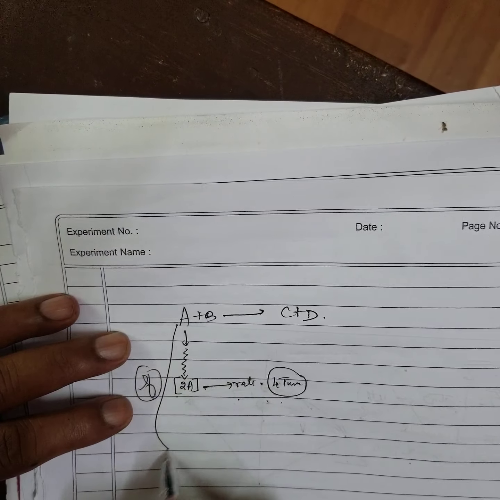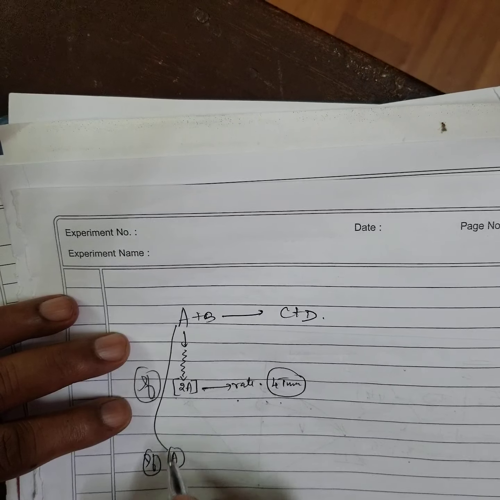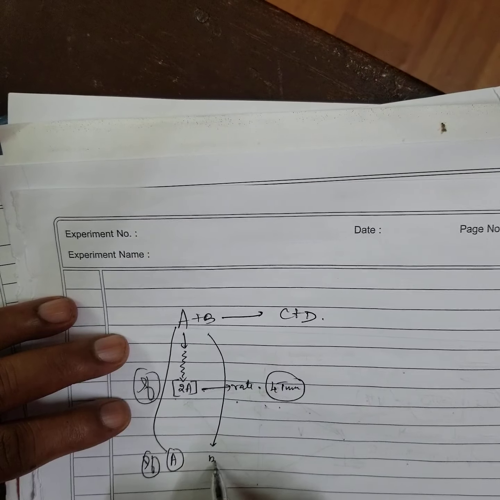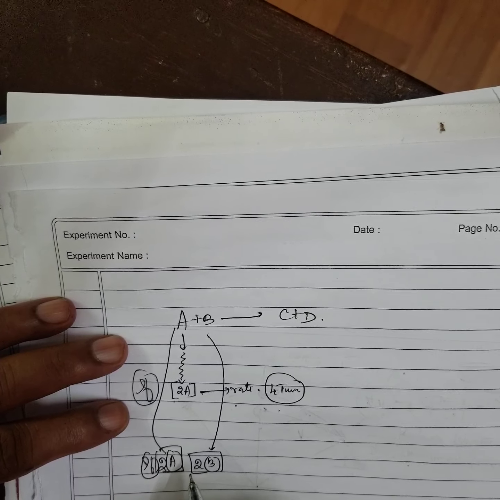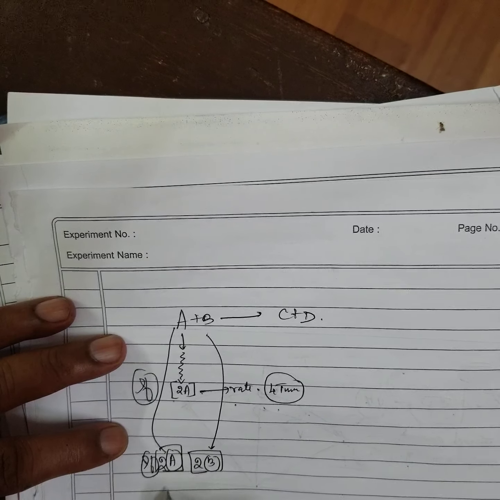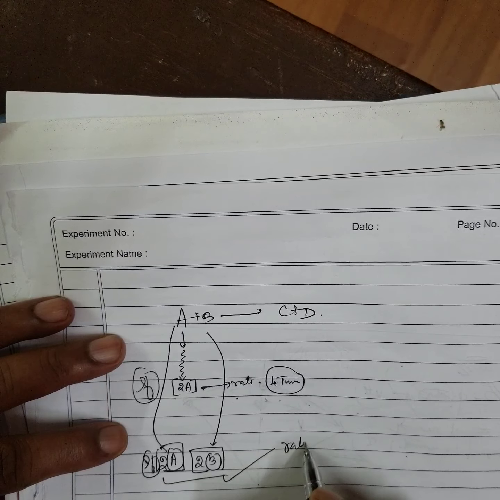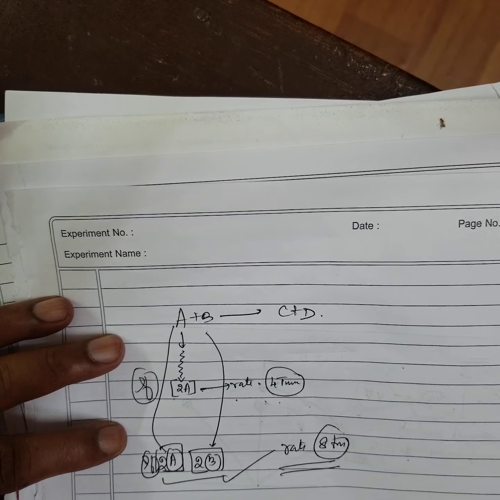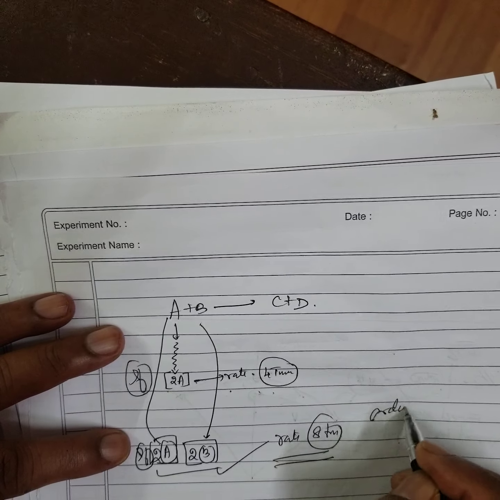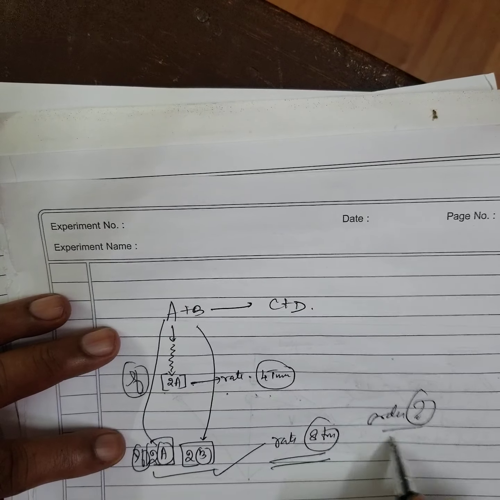Now, if the concentration of A and the concentration of B both increase by 2 times, the rate increases by 8 times. Then what is the order of the reaction with respect to A and B? They may ask you this.